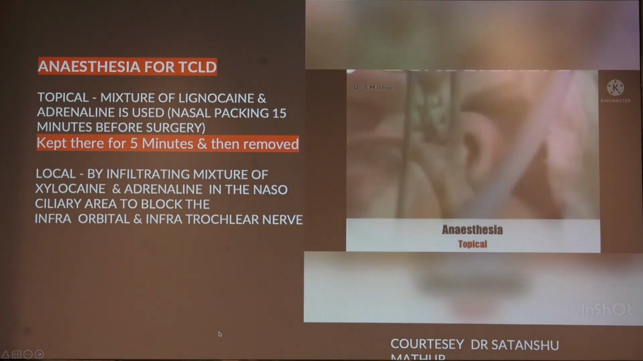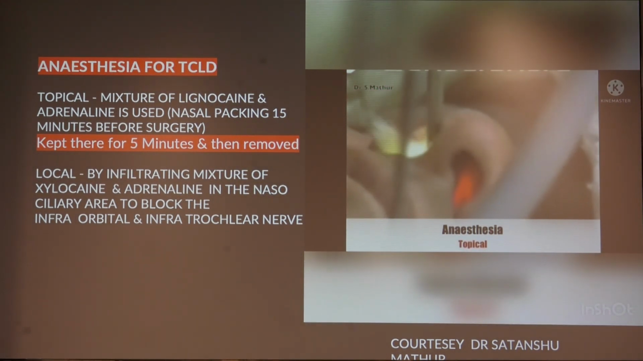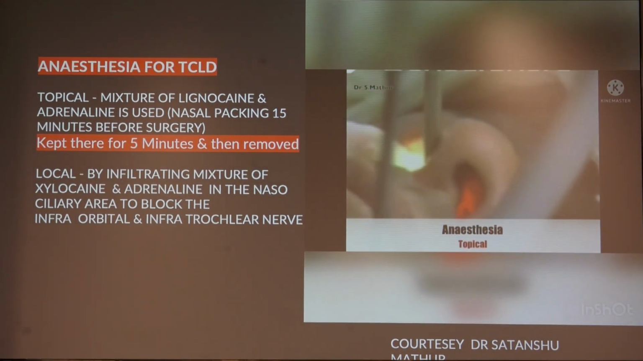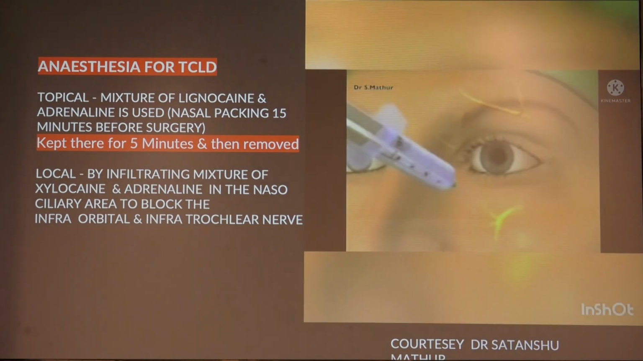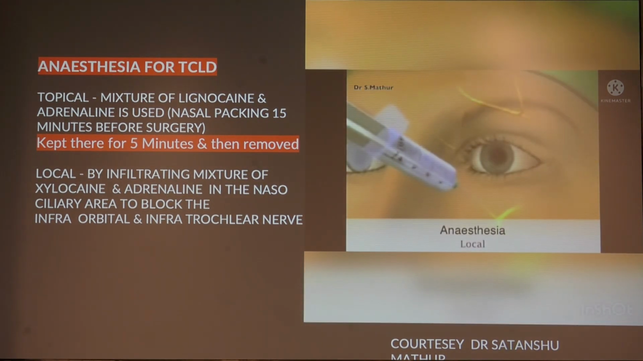Nose is packed with mixture of lignocaine with adrenaline for 15 minutes before surgery. Local anesthesia is given by infiltrating mixture of xylocaine with adrenaline in nasociliary area, blocking infraorbital and infratrochlear nerve with the injection of 1 ml of anesthesia. Next.